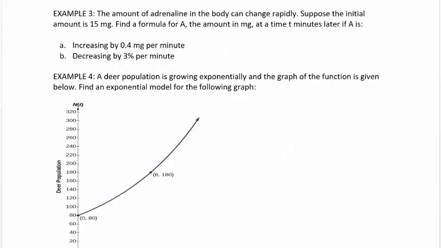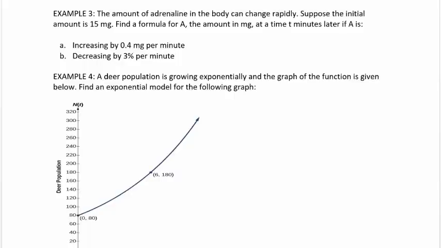The amount of adrenaline in a body can change rapidly. Suppose the initial amount is 15 milligrams. Find a formula for A, the amount in milligrams, at a time t minutes later if A is increasing by 0.4 milligrams per minute or decreasing by 3% per minute. So we're setting up 2 models here, and the key part of this question is to figure out how we interpret information, and so how we decide how we're going to set things up.